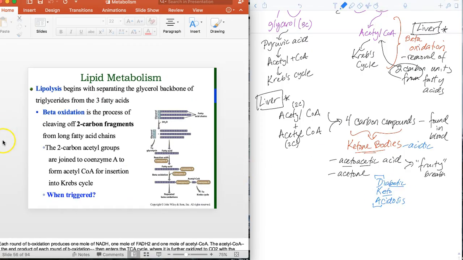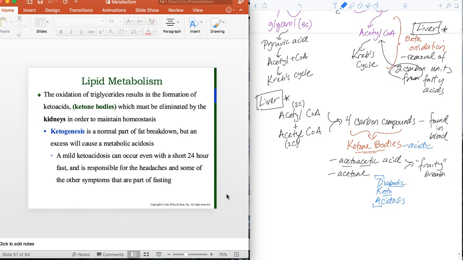So lipolysis, 2 carbon fragments. Beta oxidation is that process of removing those 2 carbon subunits. When is it triggered? We talk about starvation, diabetes, things like that. So ketogenesis is what? Just the production of ketone bodies. Okay. So ketogenesis is when that is being produced. Again, small levels, you know, intermittent fasting, you may produce some, but then in extreme situations like diabetes, you can have really bad metabolic acidosis.